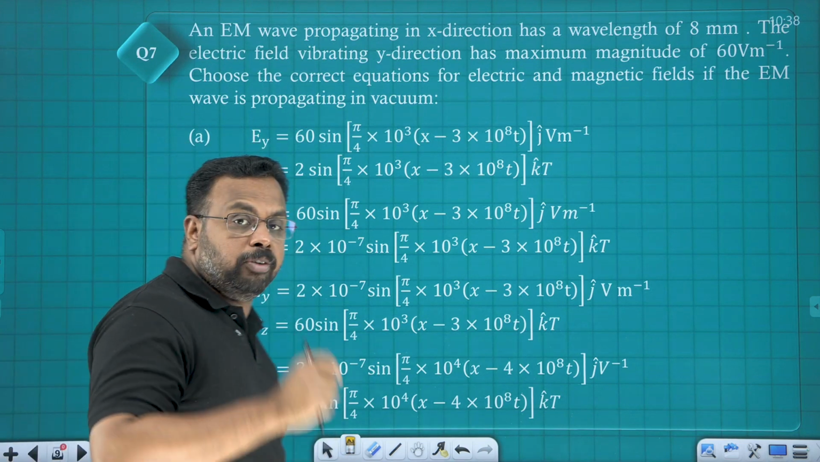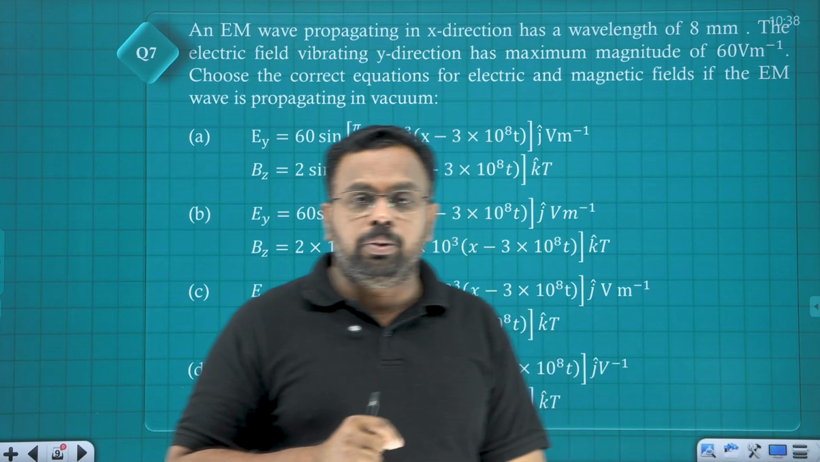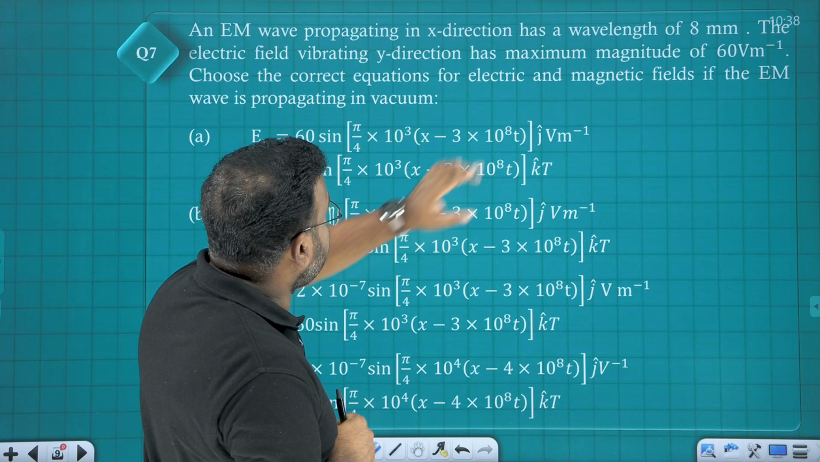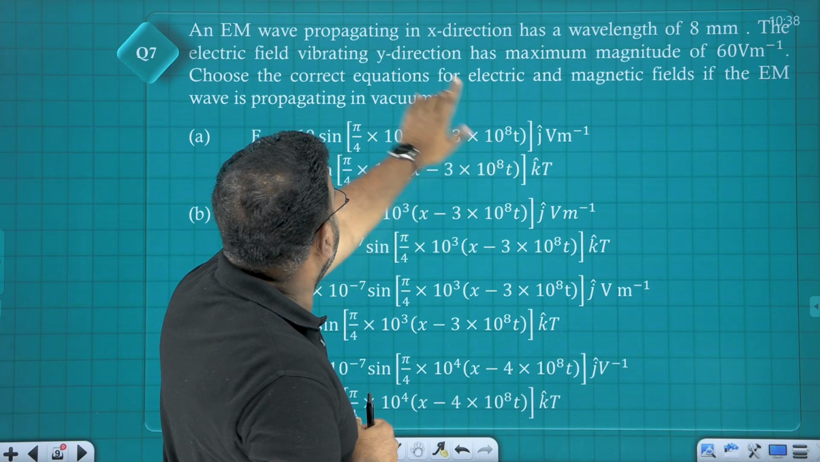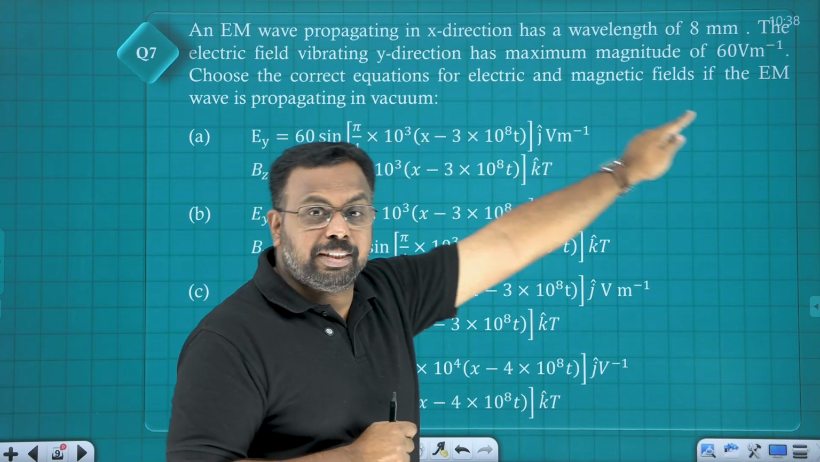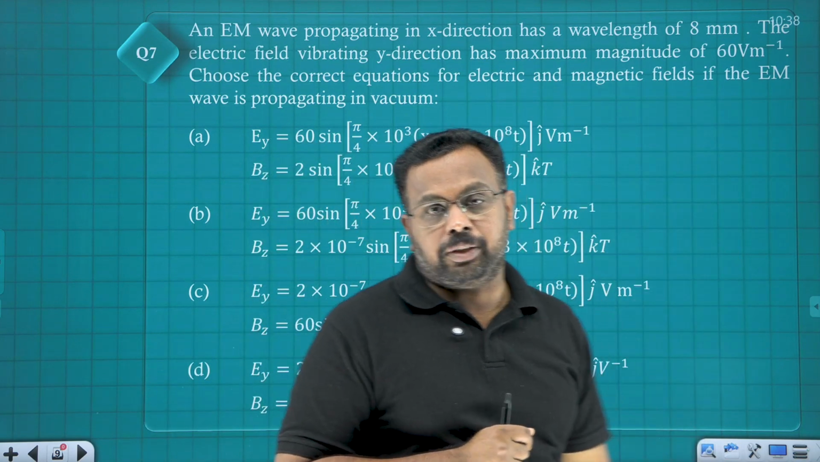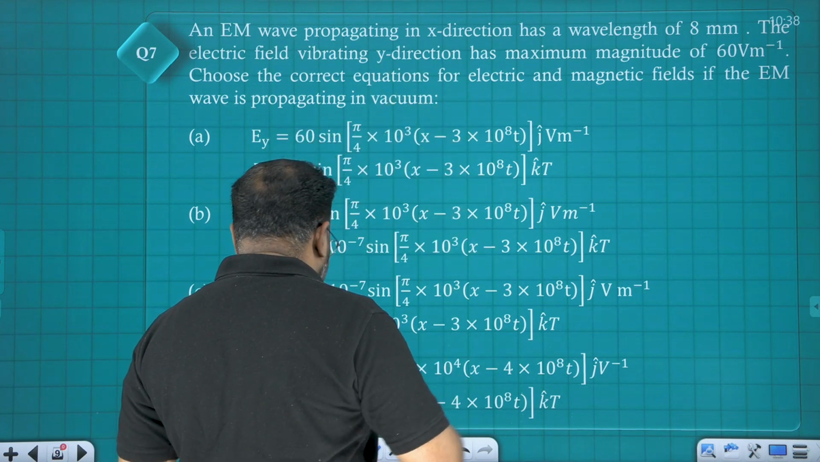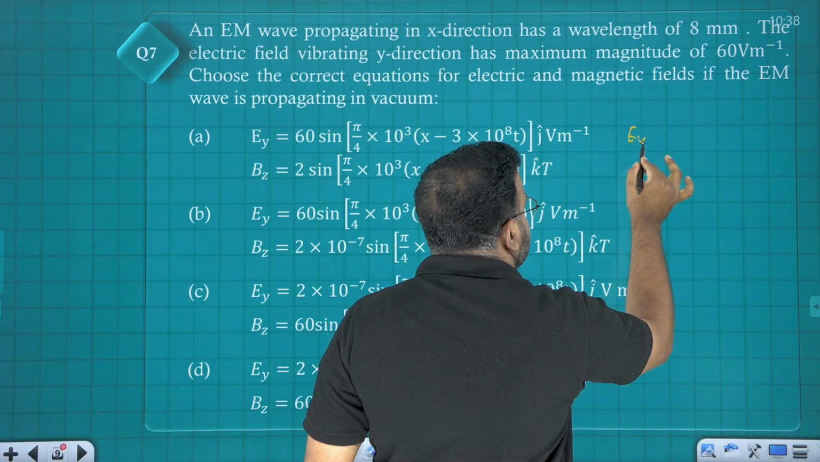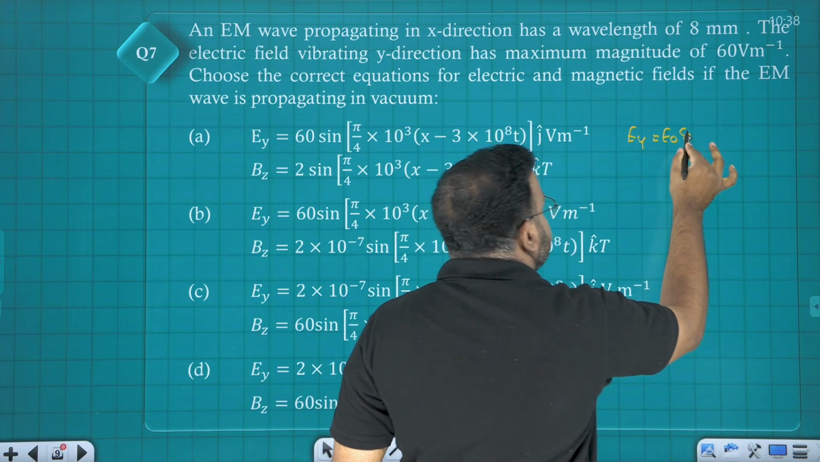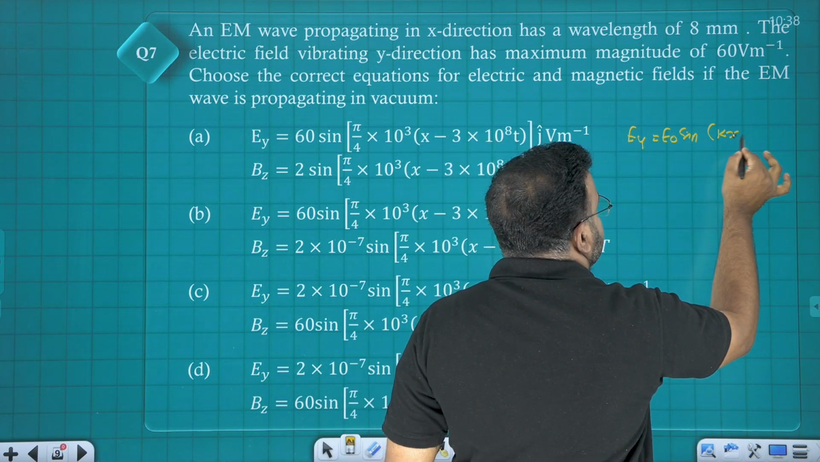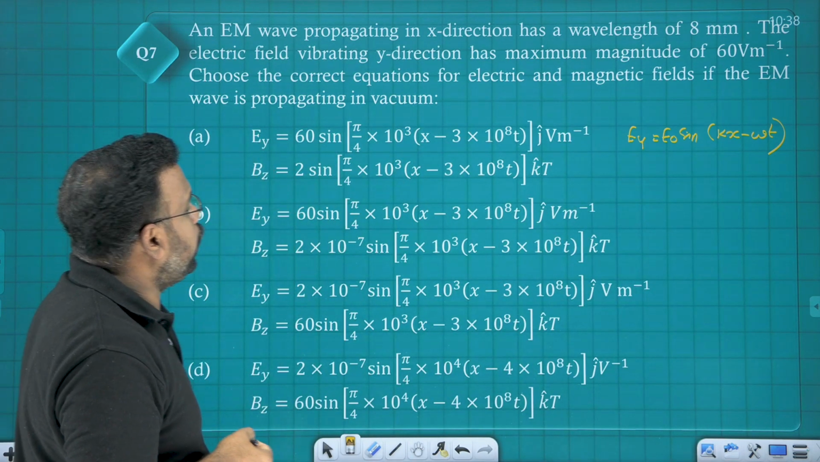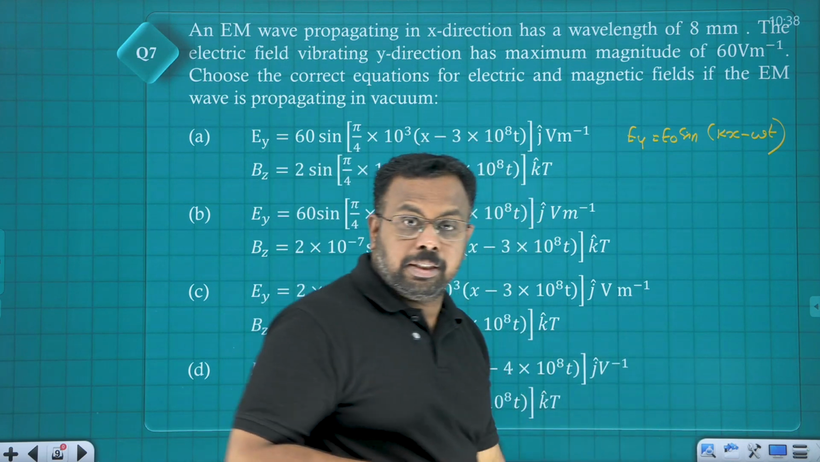We know the standard form of the electric field and magnetic field equation: E is equal to E naught sin(kx minus omega t), B equal to B naught sin(kx minus omega t). First we need to check the propagation is along the x direction. The electromagnetic wave is propagating along the x direction, and the vibration of the electric field is in the y direction, so we can write it as Ey. Ey is equal to E naught sin(kx minus omega t). This is the basic formula, and B equal to B naught sin(kx minus omega t).